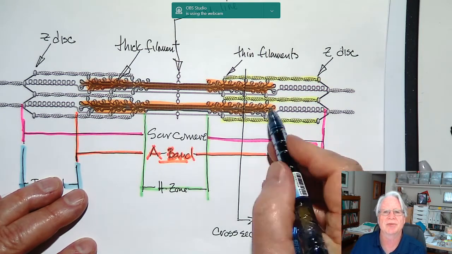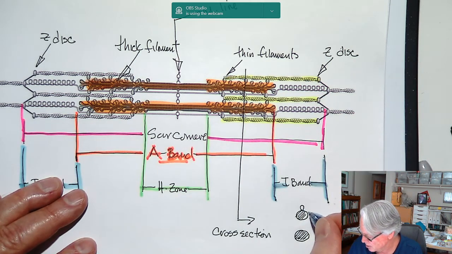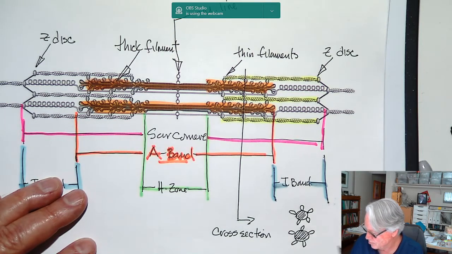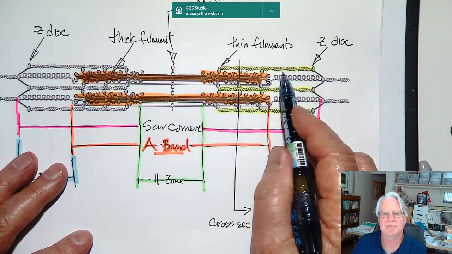Now, I'm going to draw in the heads. So I'm going to have a head here, a head here, I have a head here, because they're sticking out like this, like petals on a flower. Now I got to draw the thin filaments.